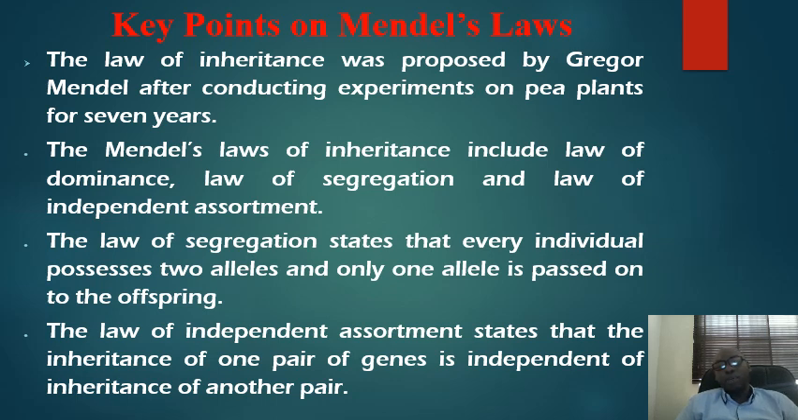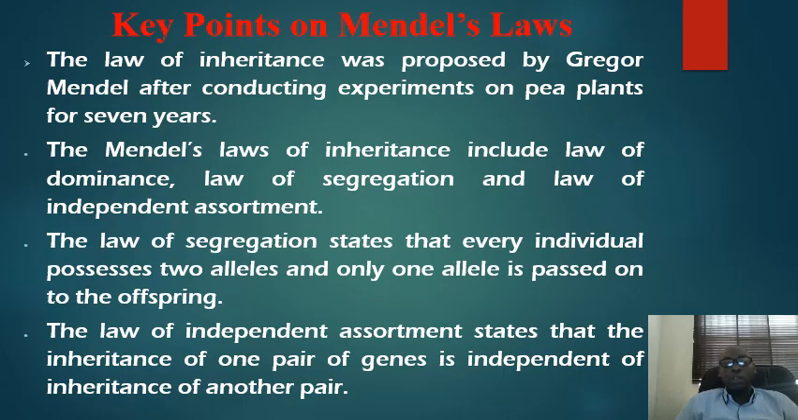Take note of these key points as regards Mendel's law. He proposed the laws of inheritance after conducting two types of experiments on pea plants for 7 years. You have a monohybrid cross experiment involving a pair of contrasting characters, and a dihybrid cross experiment involving two pairs of contrasting characters.